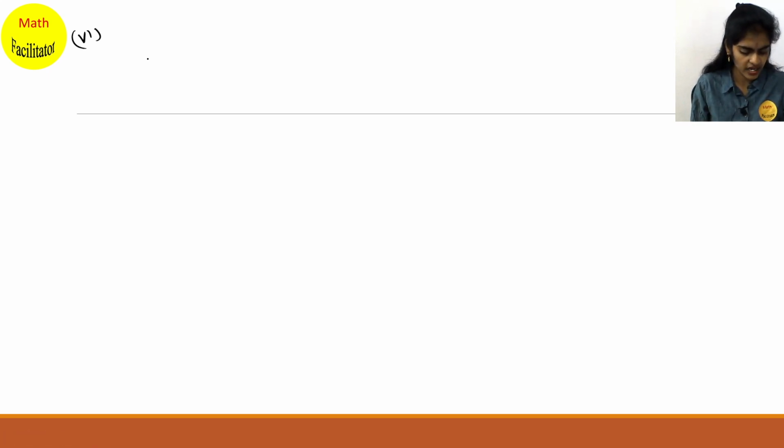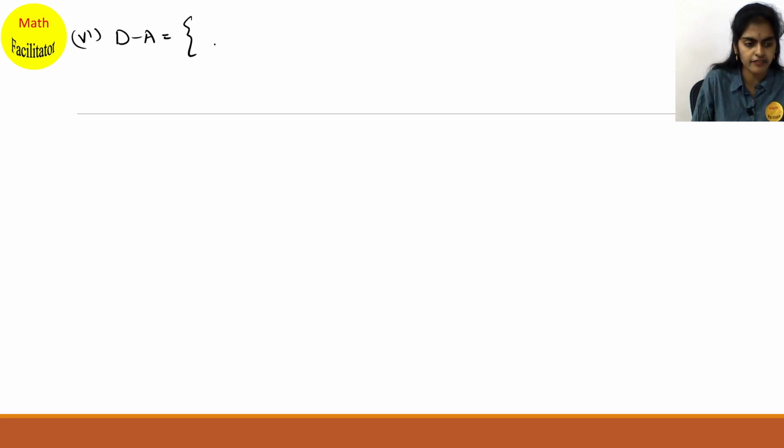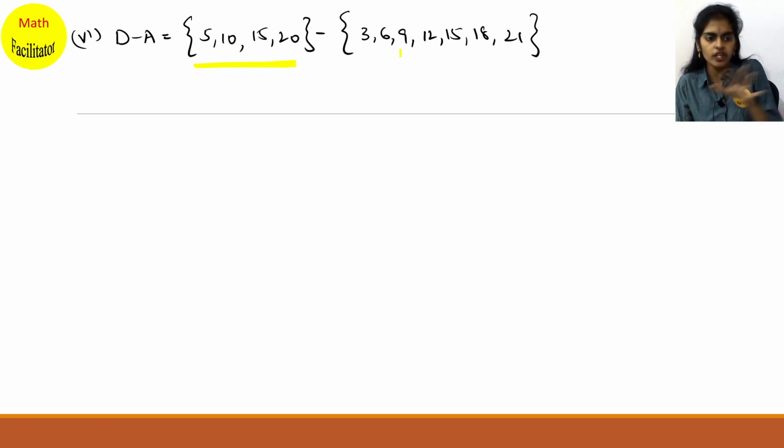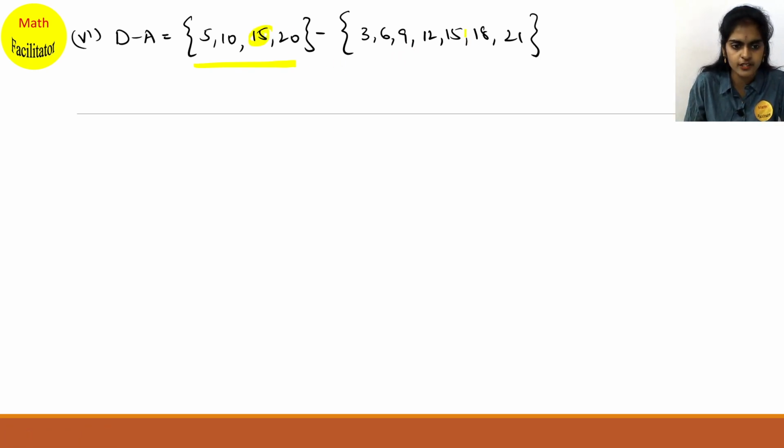Let us move on to the sixth bit. Sixth bit is D minus A. D contains 5, 10, 15, 20, minus A has elements 3, 6, 9, 12, 15, 18, 21. So D minus A means from this set D, I should remove the common elements. Are there any elements common? 15 is common, right? So just remove 15 and see what are the remaining elements of D. The remaining elements are 5, 10, 20.